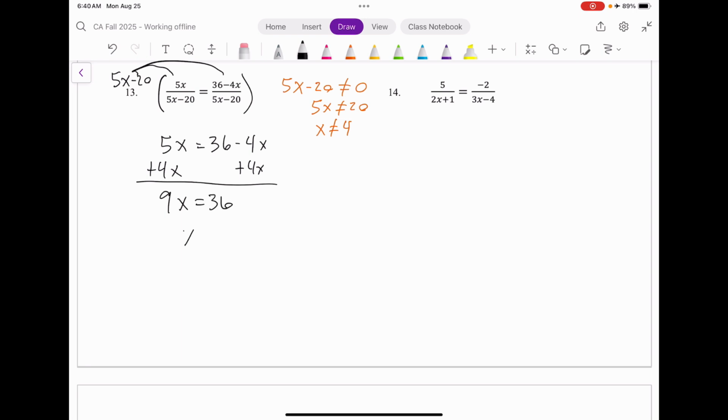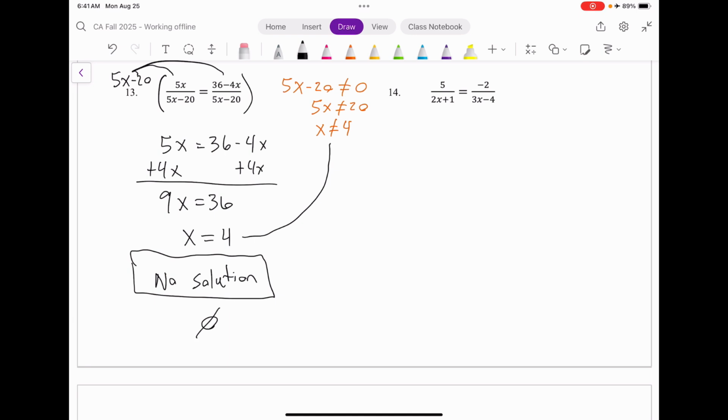Divide by 36, and we get 4. But this contradicts what we found in the beginning, x cannot equal 4. So there's no solution to this equation. And that would be fine if you wrote this on a test for me. On the homework assignment, you might have to select this as the null set.